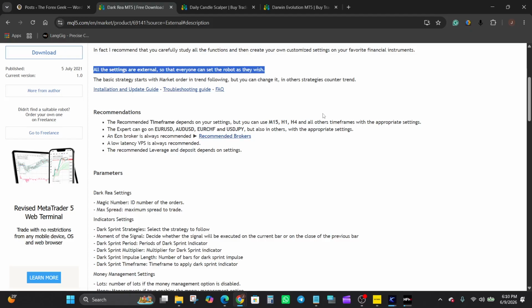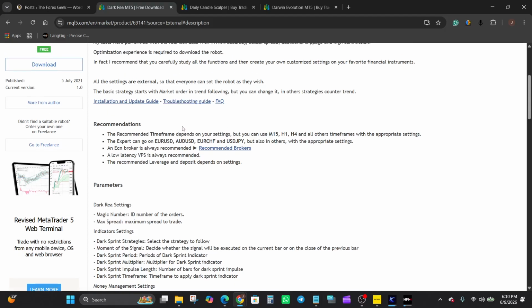You've got things like spread control, magic number, and especially the dark sprint strategy settings where you can adjust impulse length, multiplier, time frame, and even how signals are executed, whether on the current candle or after a close. There is also a full money management section where you can either set fixed lot sizes or enable risk-based trading using a percentage model. So that gives some flexibility depending on how aggressive or conservative you want to be.